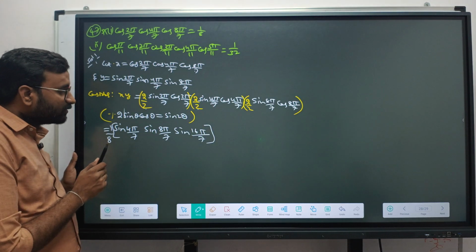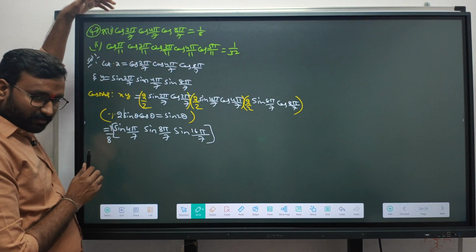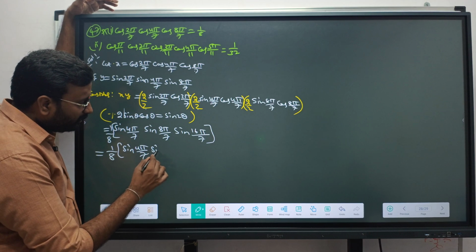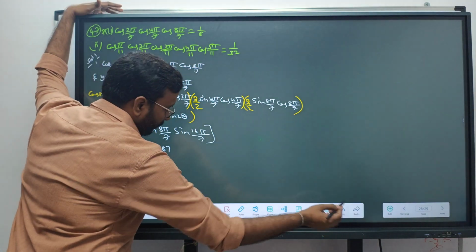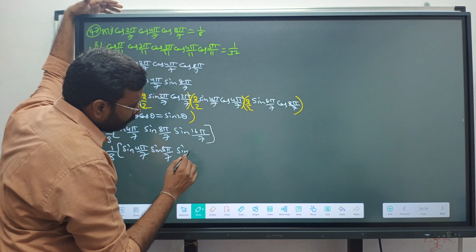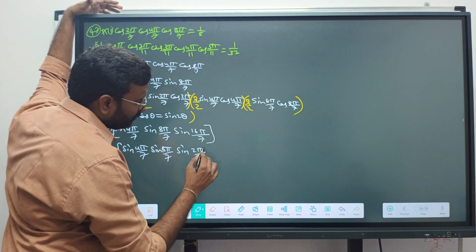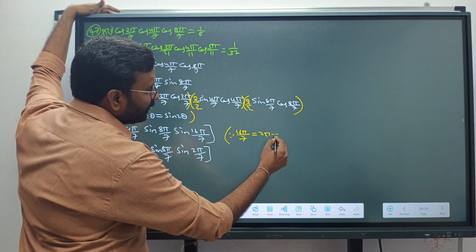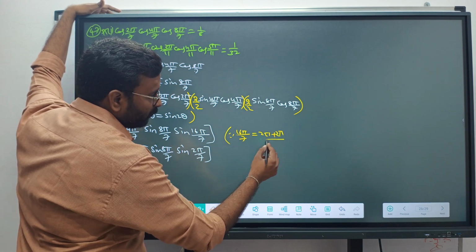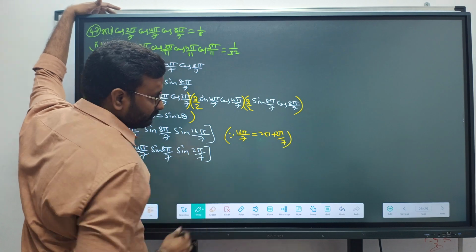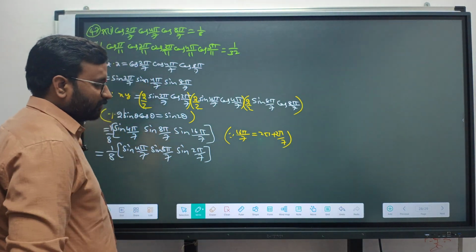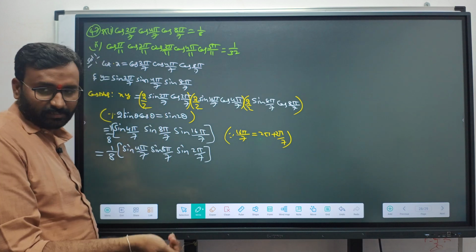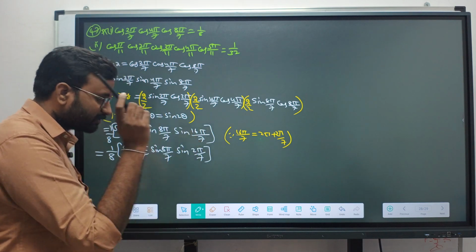Now sin 4 pi by 7 is there, sin 8 pi by 7 is there, sin 2 pi by 7 is not there. That's why 1 by 8 into sin 4 pi by 7, sin 8 pi by 7, and this is sin, you can write directly 2 pi by 7. How? 16 pi by 7 can be written as 2 pi plus 2 pi by 7. See, 7 to the 14, 15, 16. So if you write 2 pi plus 2 pi by 7 here, sin of 360 plus theta is sin theta. First quadrant, 360 plus. That's why I am writing directly sin 2 pi by 7.